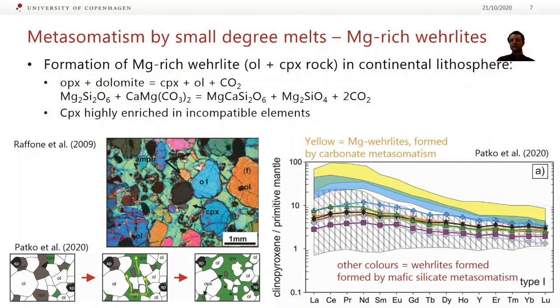In the bottom right, you can see that the magnesium-rich wehrlites in yellow, these are the ones that are thought to form from carbonate metasomatism, they're really highly enriched in incompatible elements. So we have some evidence for this small degree melt passing through.